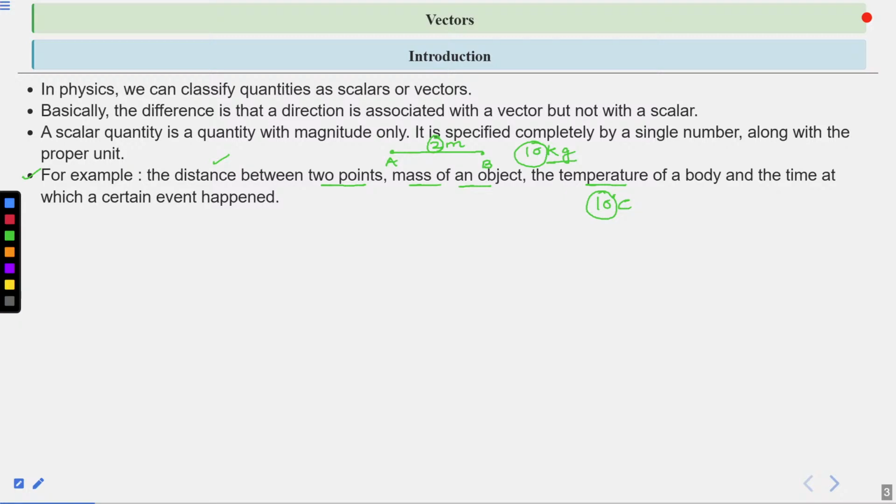And one more example is time. Time just explains certain events, like 2 second, 3 second. So what is the magnitude here? The magnitude is 2 along with its proper unit, and the unit is second. Similarly, for 3 second the magnitude is 3 and the unit is second. So this is a scalar quantity.